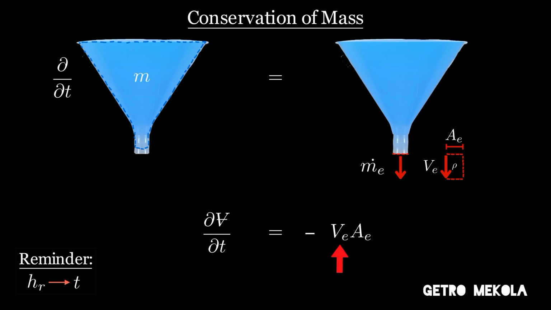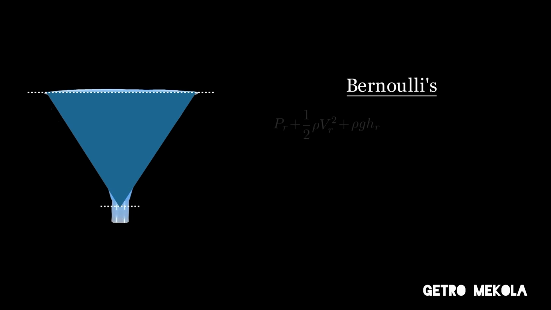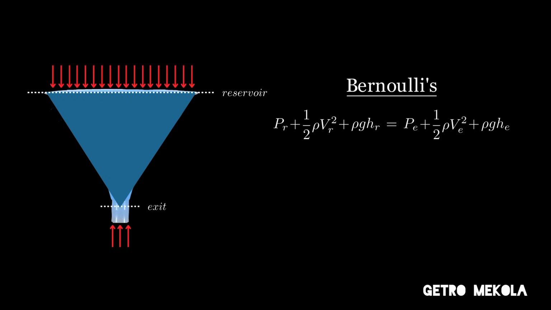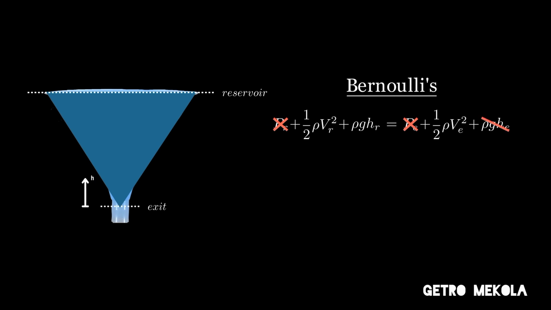To relate the velocity at the exit to the height of the water at all points in time, we can use Bernoulli's equation, which essentially compares the energy per unit volume at two different points in a flow, at the reservoir height and at the bottom of the funnel. The pressure at the surface and the exit are both at atmospheric air pressure, so these terms cancel. And the height of the exit is always zero based on our defined axis, so this term is zero.